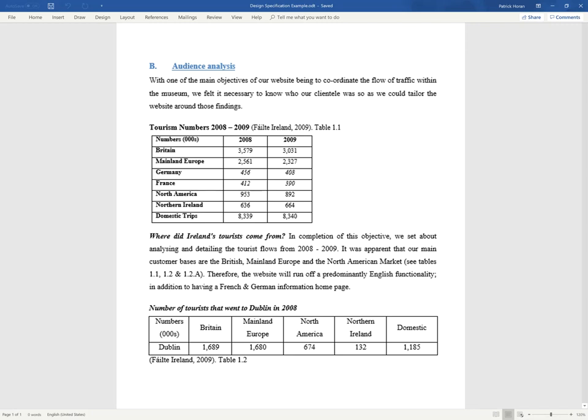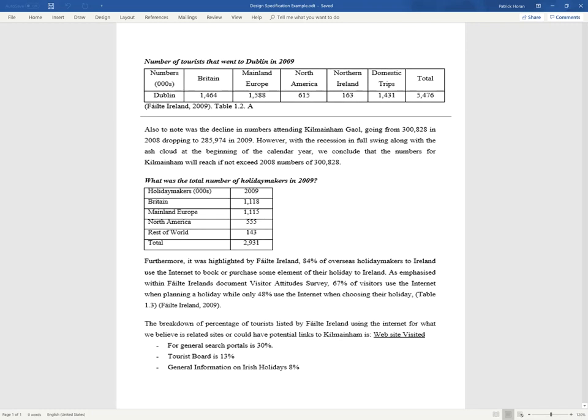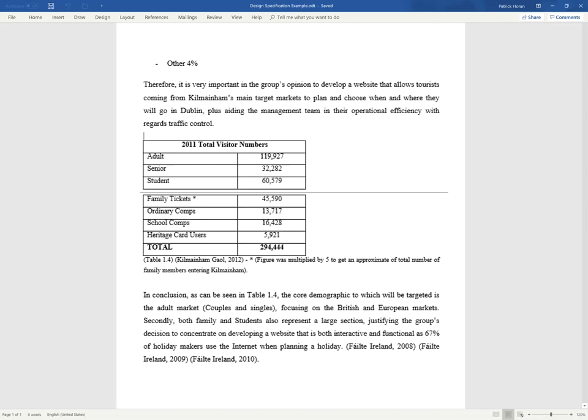At the time the references weren't old, but they look ancient now when you see 2008, 2009 on it. But like all of these things, the funnel, they started off broad and then started narrowing down. Who are our audience? Where did they come from? How long did they spend in Dublin? And again, they're looking at Kilmainham Jail. What was the total number of holiday makers? Were they from Ireland, or were they from abroad, and so on? So you can work it down there, and then the total number of visitors to Kilmainham Jail. They're getting narrower and narrower with this research that they're doing.